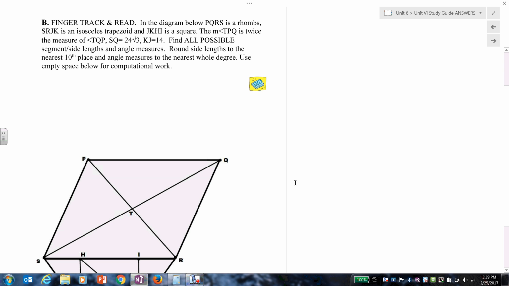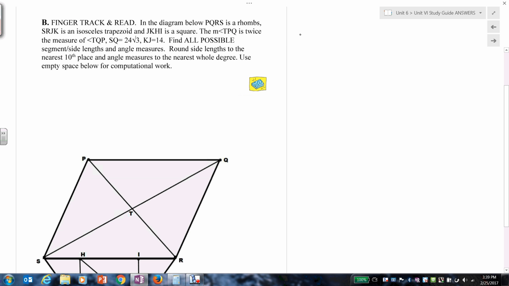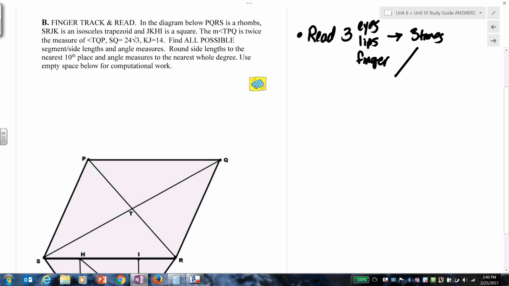You should have finished problem A. Now, once again, you read with 3 body parts 3 times. That's your first step. Step number 1 is always to read with 3 body parts. That's eyes, lips moving, and finger tracking. And you're supposed to read 3 times. 3 body parts 3 times.